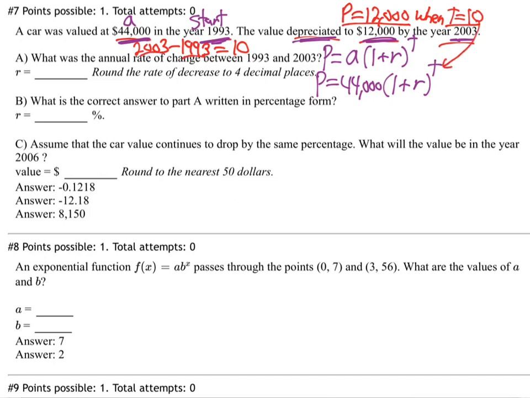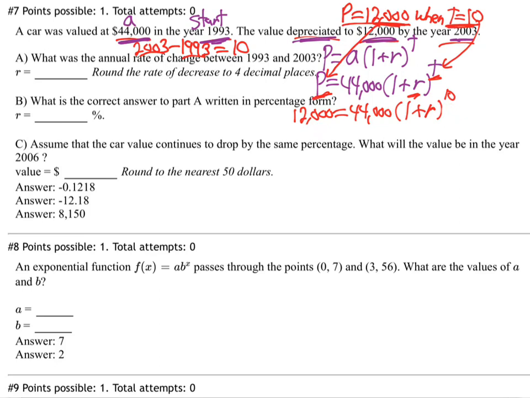So that means if I plug in 10 for T and plug in 12,000 for P, it's got to make the equation true, right? So P is 12,000 when T is 10. This one's a little more tricky here. Plug in 10 for T and 12,000 for P, because they've got to make the equation true. This is an equation connecting principal value to time based on a rate. So now I plugged in $12,000 value at T equals 10 years later. So now I've got to solve.